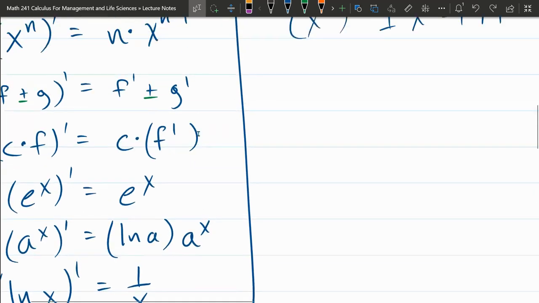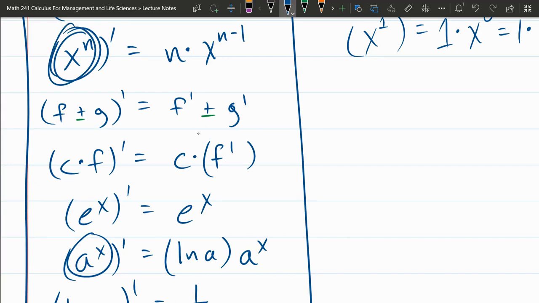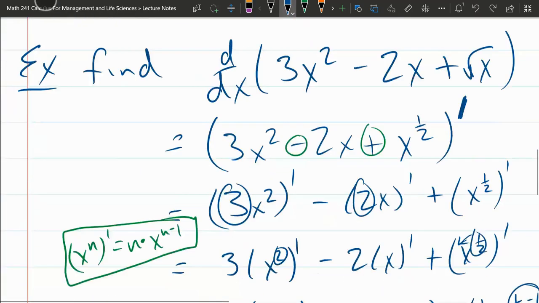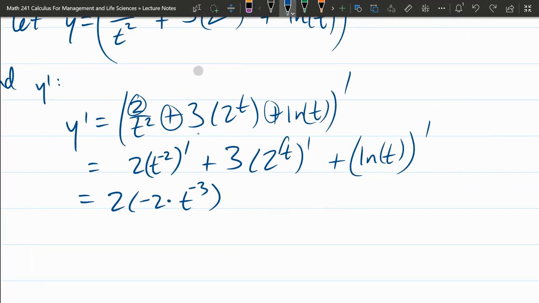So this does confuse people. They look similar. What's the difference between these two? The difference is where the variable is. If the variable is in the base, it's a polynomial up top. And if the variable is in the exponent, it's an exponential. And the derivatives are very different, even though they tend to look somewhat similar. All right, again, this is not a polynomial because the variable is in the exponent.